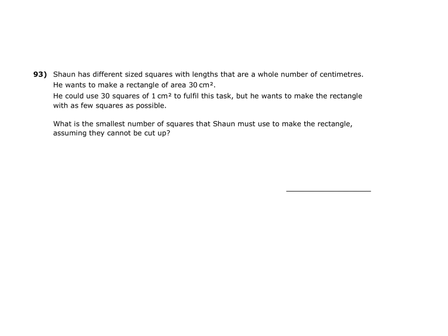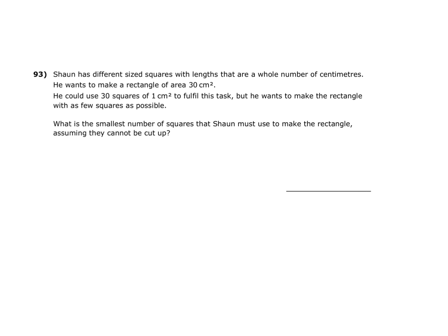93. Sean has different sized squares with lengths that are a whole number of centimetres. He wants to make a rectangle of area 30 centimetres square. He could use 30 squares of 1 centimetre square to fulfil this task, but he wants to make the rectangle with as few squares as possible.